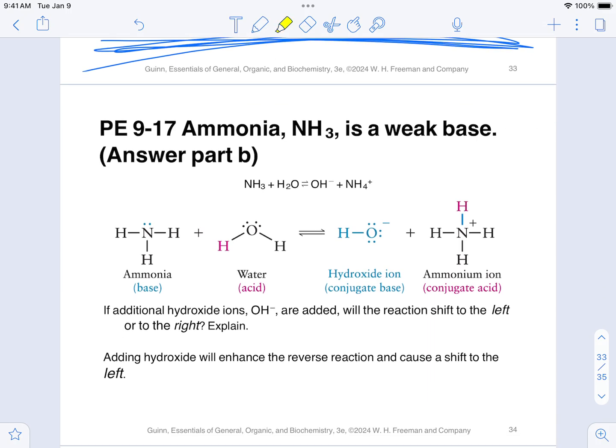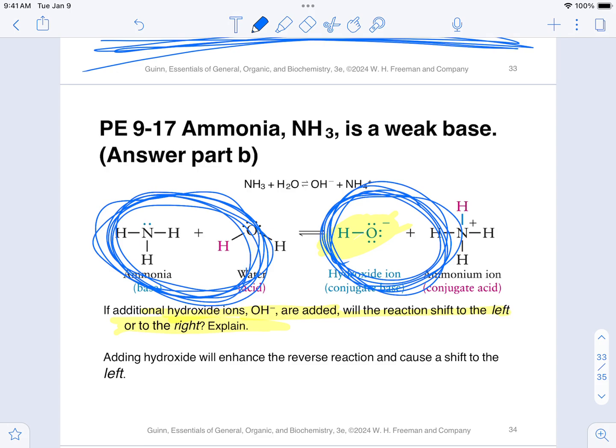The second question says that if additional hydroxide ions are added, will it shift left or right? Let's look where the hydroxide ions are. The hydroxide ions are here. If we add more of them, that reaction is going to want to produce more water and ammonia. So this would want to shift to the left. If we get more of this, we have more reactants to work with. It's going to want to shift this way to produce more of these. Another way of thinking about that, if we have more of this, to balance it, we need more of this. So we need to produce more of this, so we need to shift left to the reverse reaction.